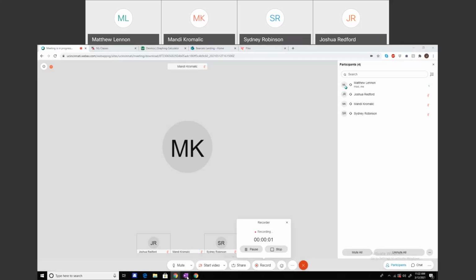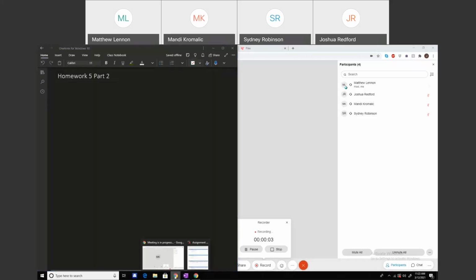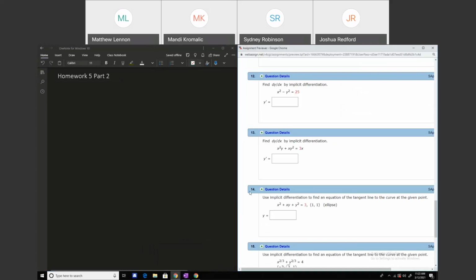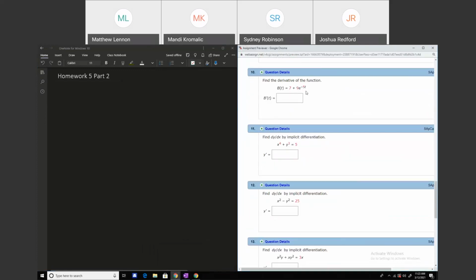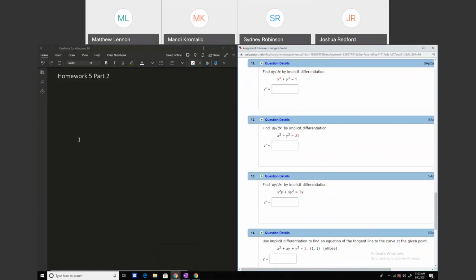Okay, so as I mentioned, we're going to be looking at the last 5 questions, the implicit differentiation questions. So number 10 is a chain rule. Number 11, we start with implicit. And as I said, I think we already did number 14 in class, so we'll skip that one. So we'll do the other 4.